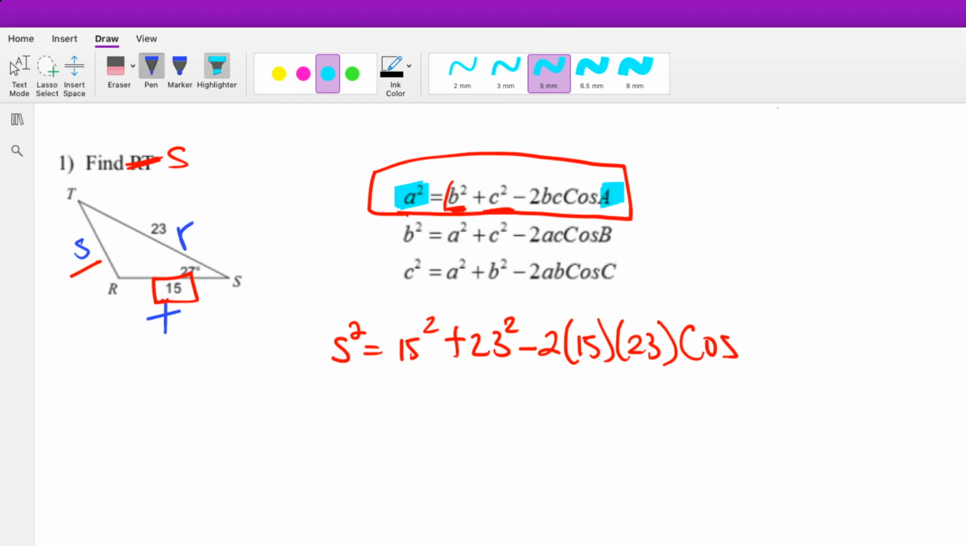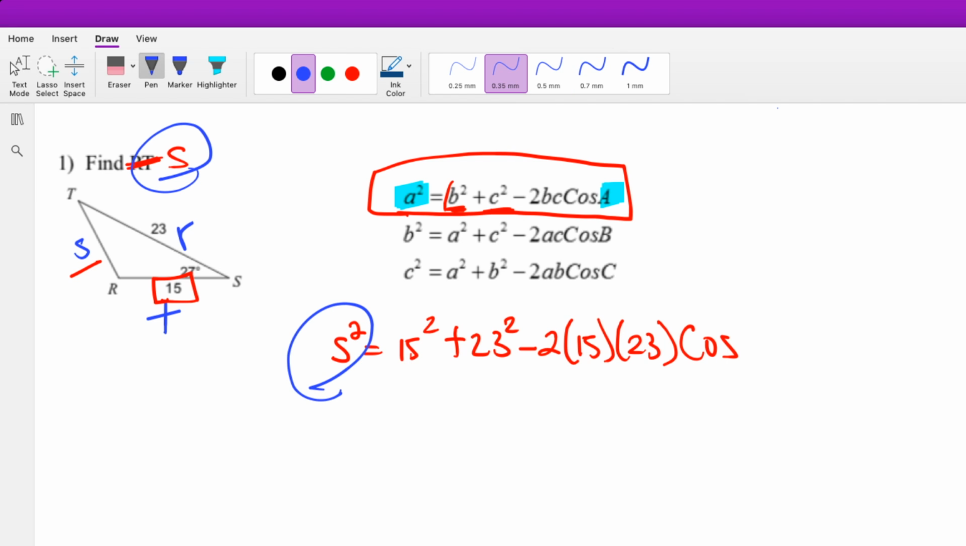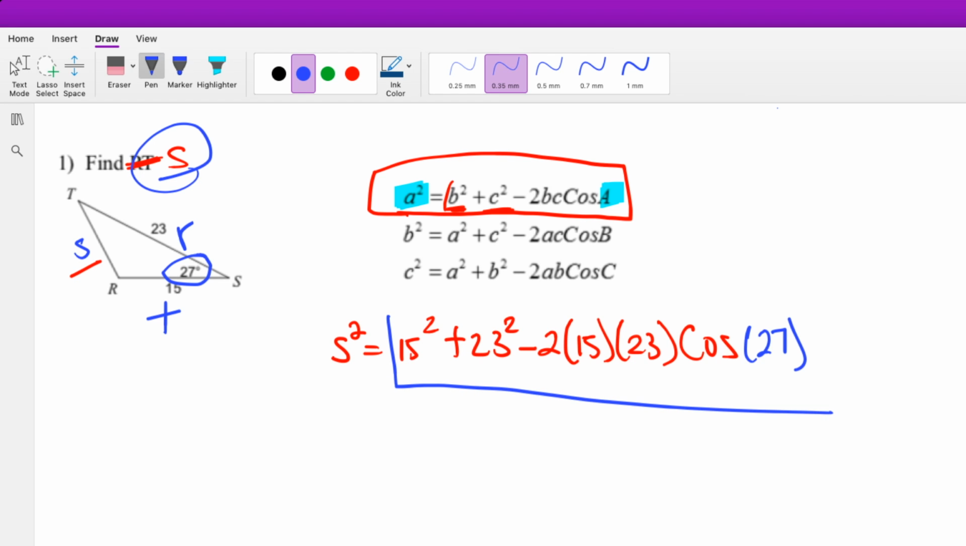So what letter do we have here in the front, or what letter are we solving for? We're solving for S. So if we're solving for S, that means that at the very end, right over here, we're going to also need to have an S. So what is the S that we know? It's 27. So we're just going to put a 27 there. And now we're good to go. So what do we do here? Now we just simply put this into the calculator. Let's go ahead and do that.